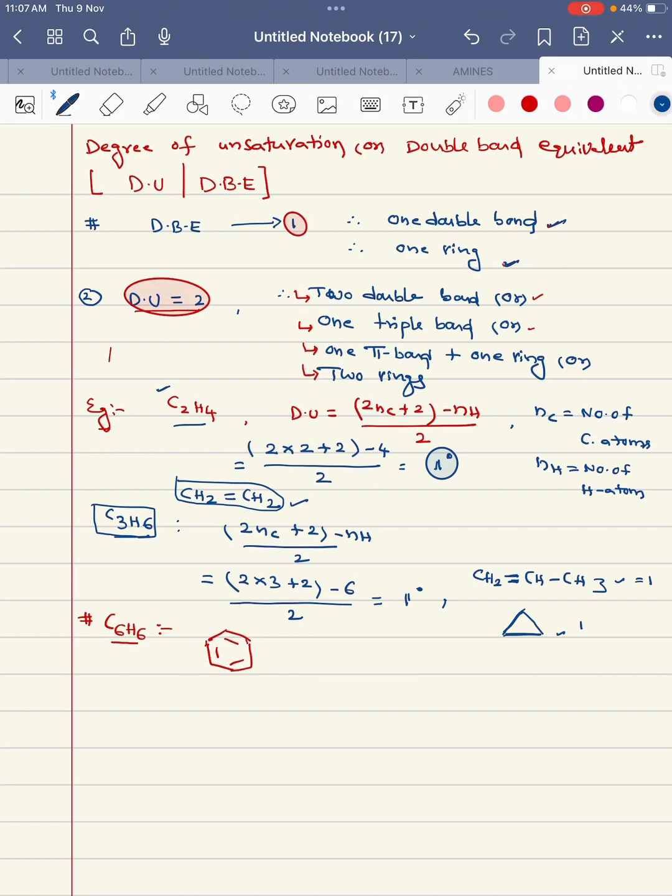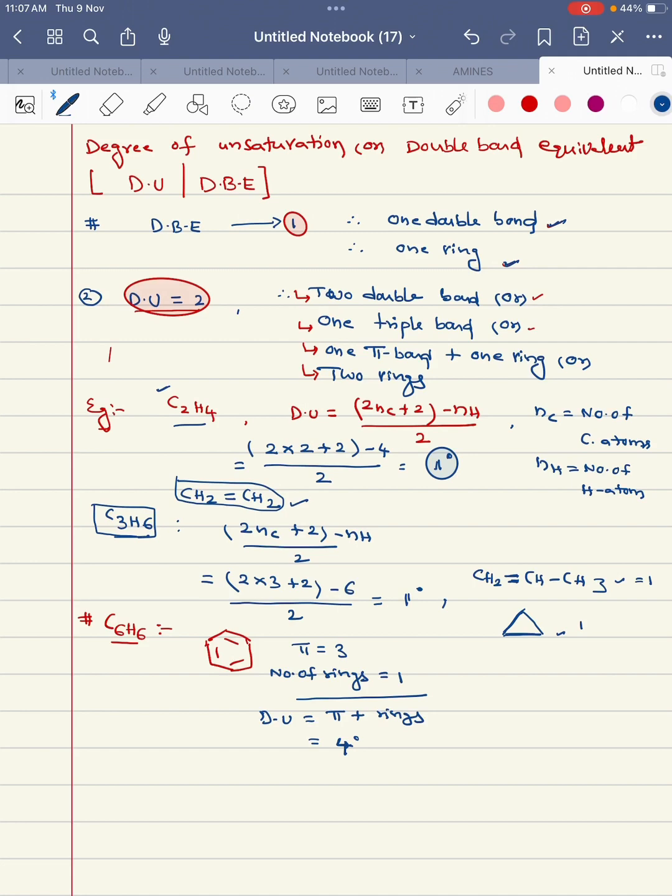Alternating double and single bonds will be there. Can you tell me how many pi bonds are there here? The number of pi bonds is equal to 3. How many rings are there? The number of rings is equal to 1. So what is the DU? DU is nothing but the number of pi bonds plus the number of rings.